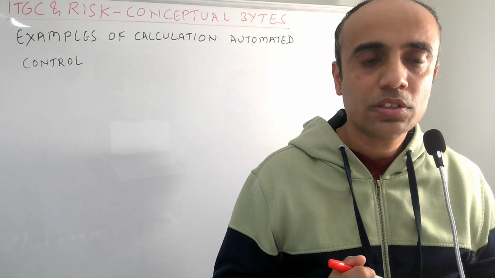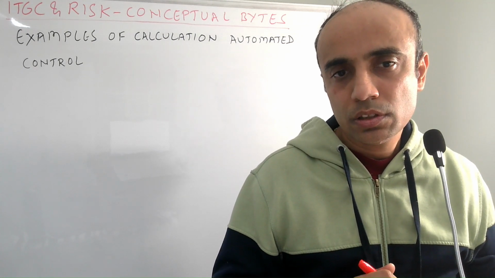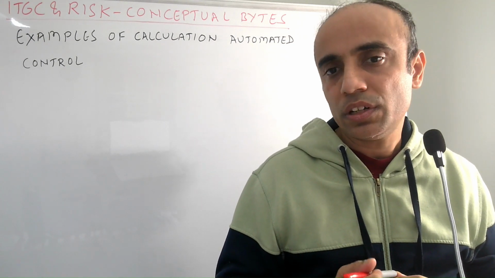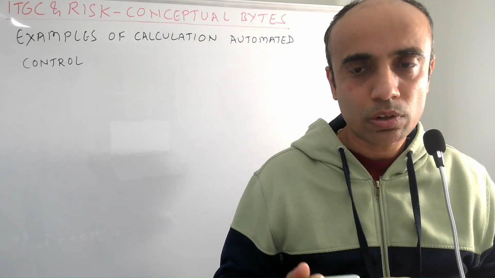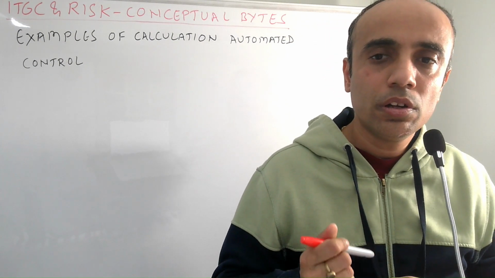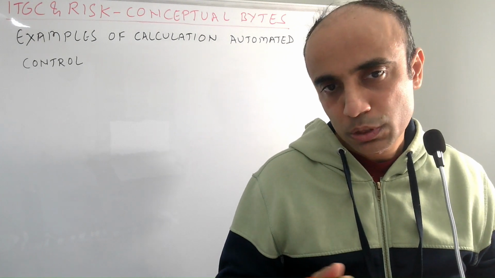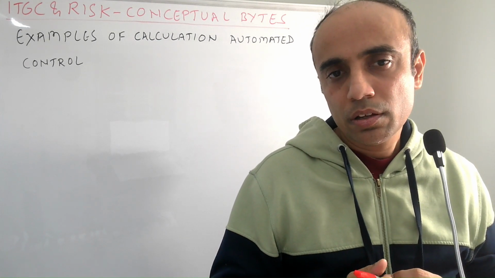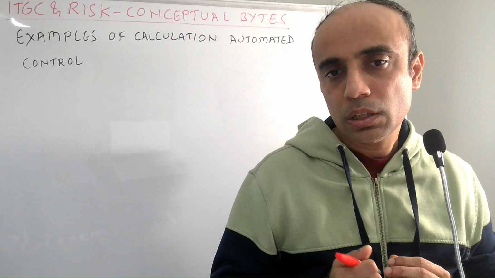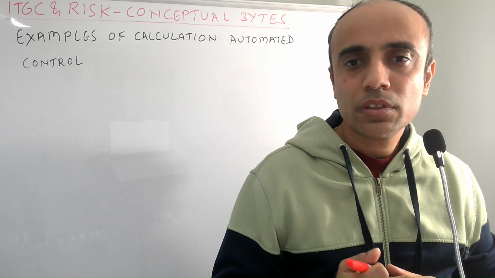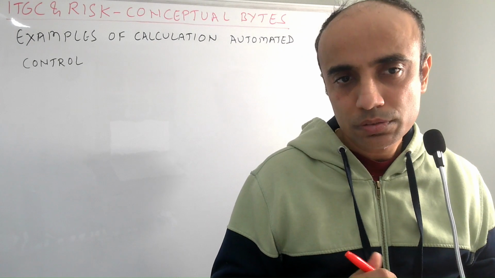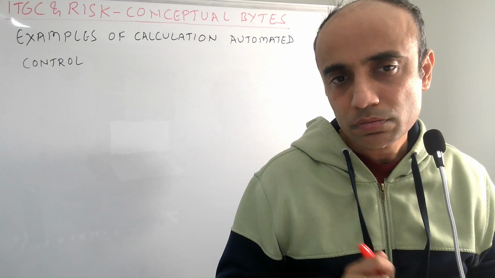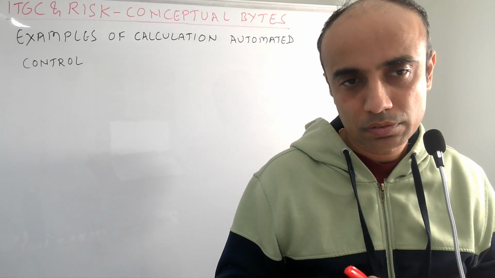Last example is a payroll processing application using hourly rate, hours worked, tax and benefit deductions to calculate monthly payroll. Another very common real world example from a business perspective, wherein calculation of a monthly payroll of an employee based on the hourly rate, number of hours worked, tax liability, and benefit deductions done in an automated way by the payroll processing application is an example of a calculation automated control.